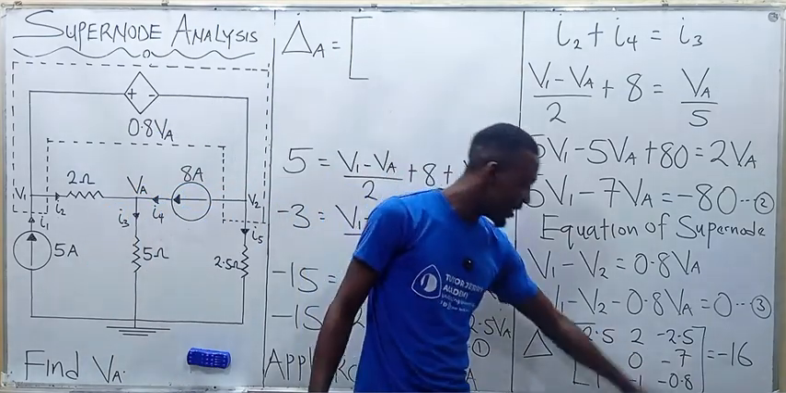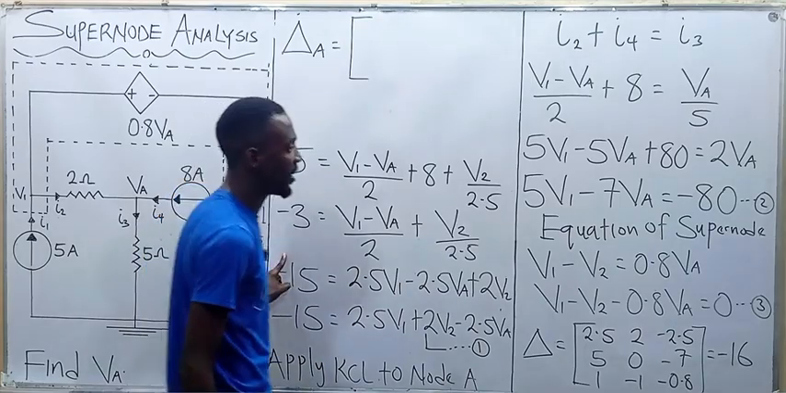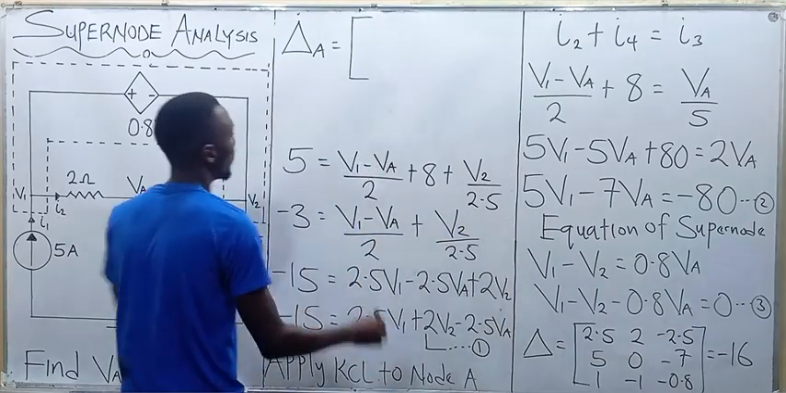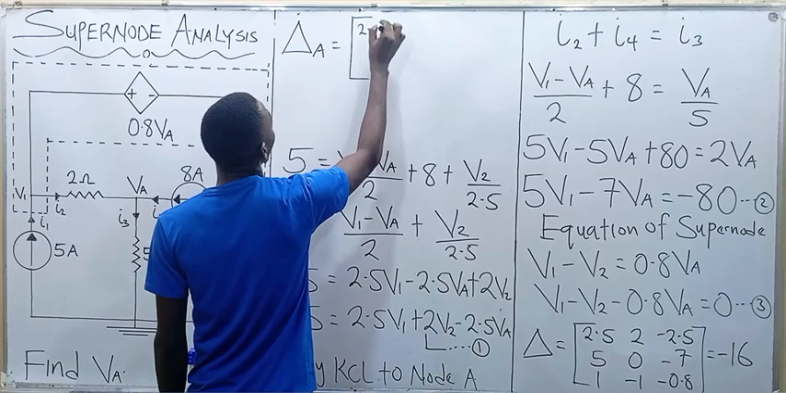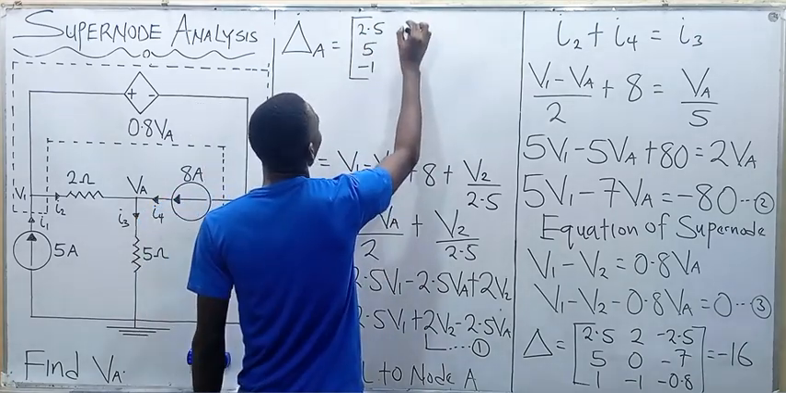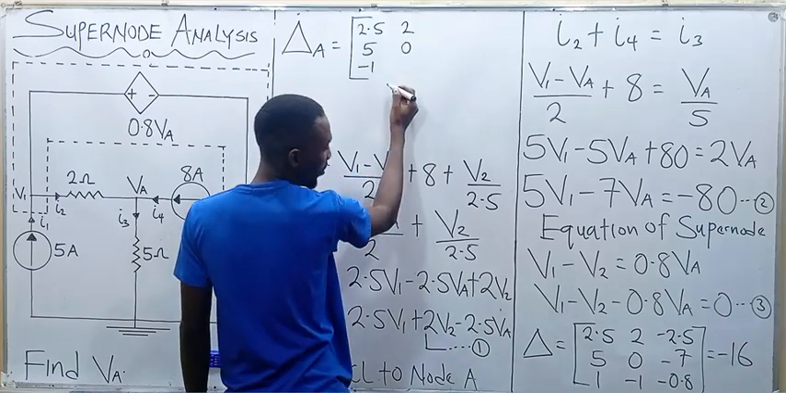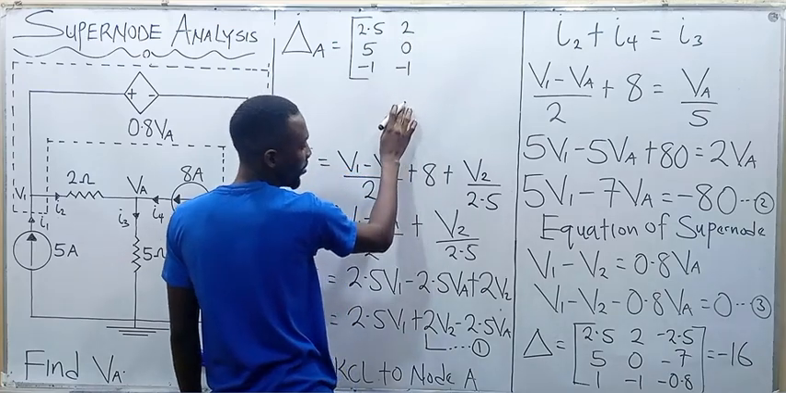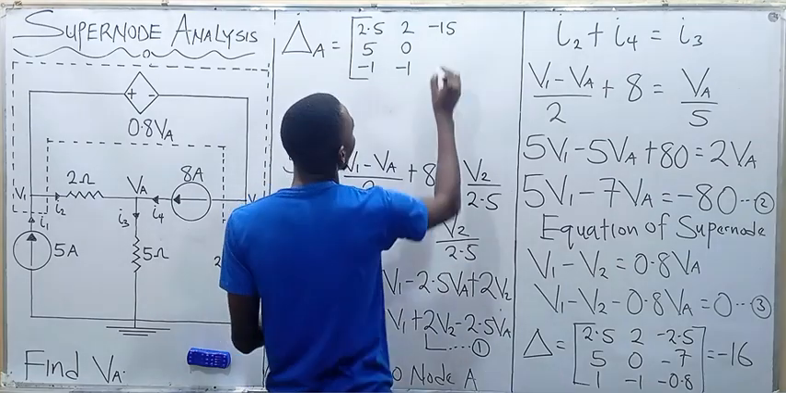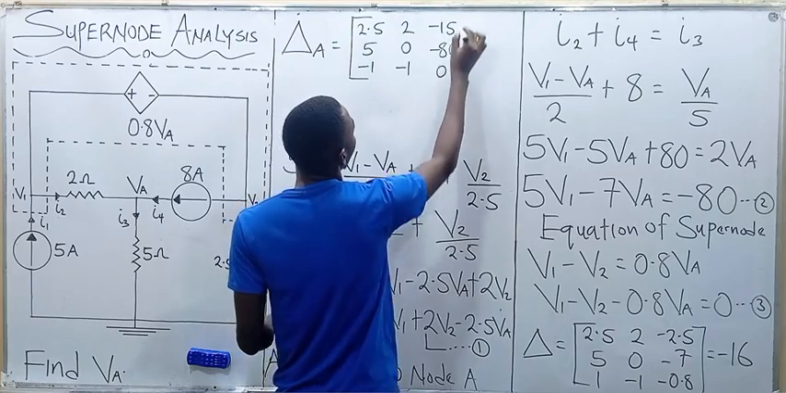If we want to find, this is our change in A here, we are going to replace everything that we have here with our answer: negative 15, negative 80, and 0. All right. So we are going to have 2.5, 2.5, 5, and minus 1. So we are going to have 2, 0, minus 1. So we are going to have minus 15, minus 80, and 0.